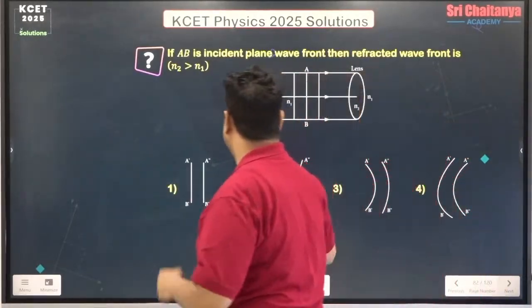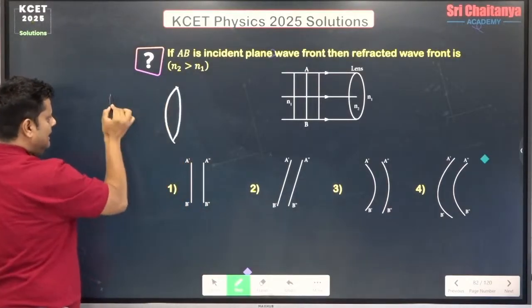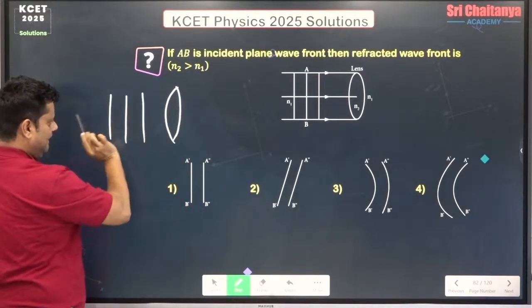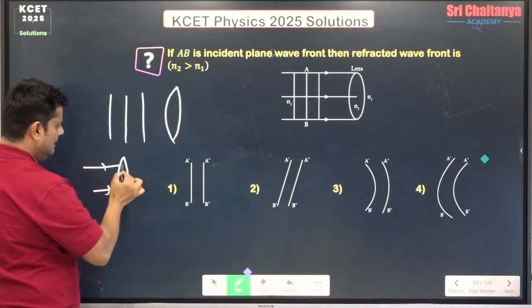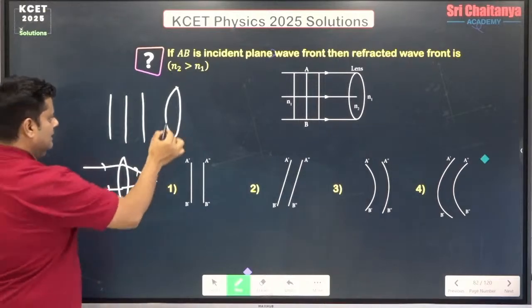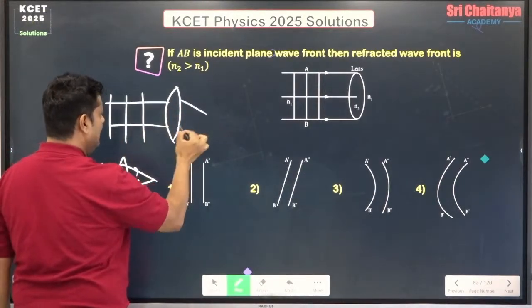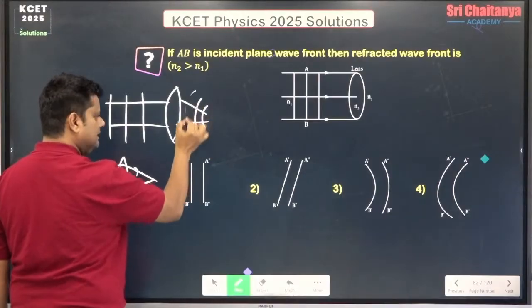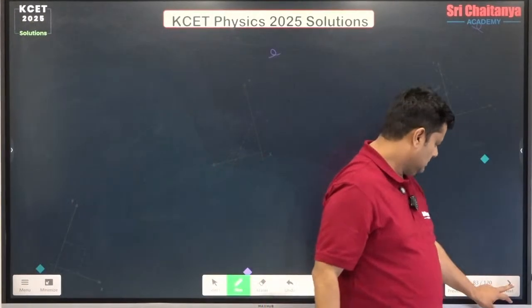Now we have this question. If we have this lens and if we have this incident wavefront, we know that for a lens, if these are the incident rays, they will be confined. Confined means if these are the rays and they are confined, it will be like this. So the fourth option will be the correct option.